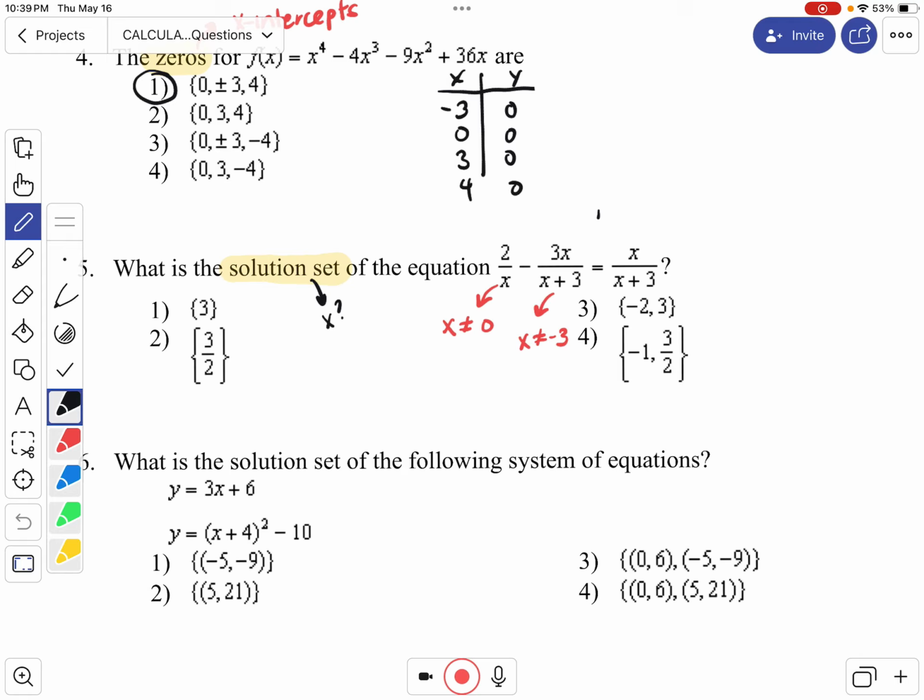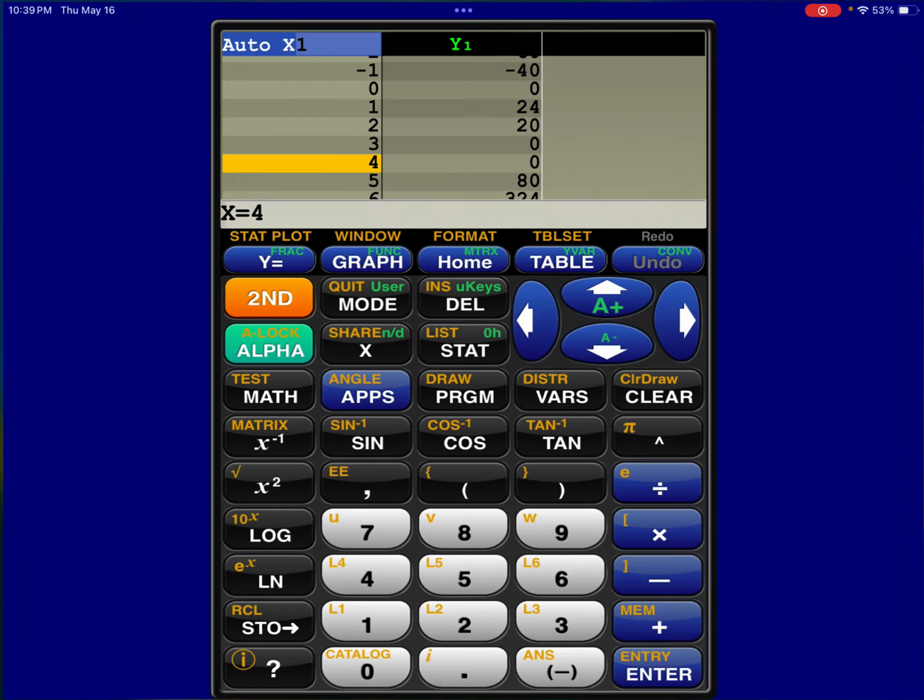Now, there are a couple different ways you could do this. You can store your x's and y's in. I'm going to show you another way also. You can actually plug your left side in and plug your right side in, and then look at the table to see where your y's are the same. That's one way to do it. So let's check that out right here.